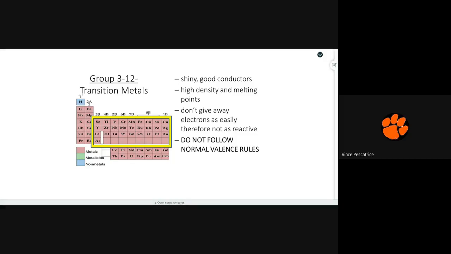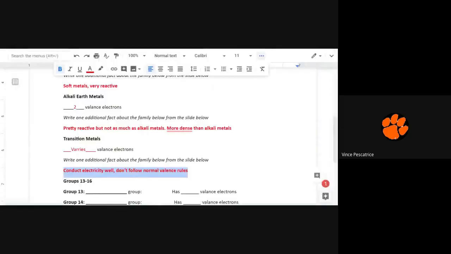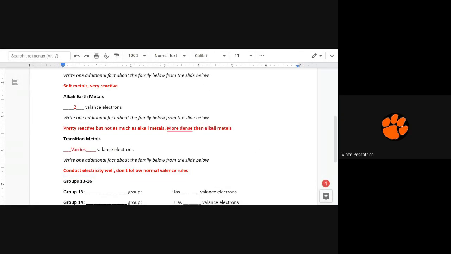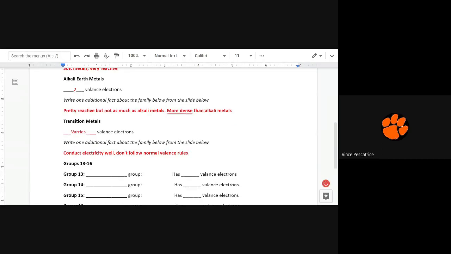And then they conduct. All right, so this is what your note should look like.